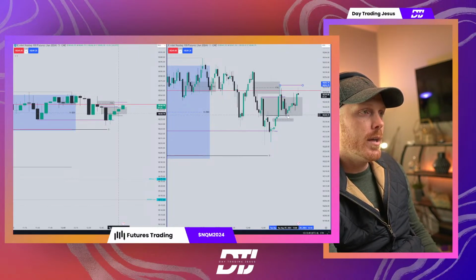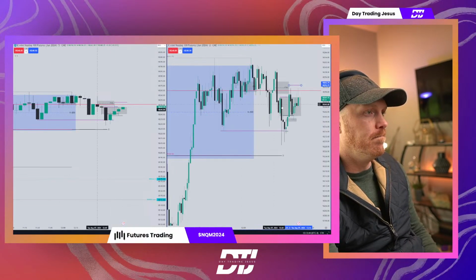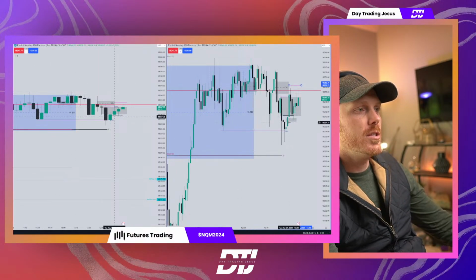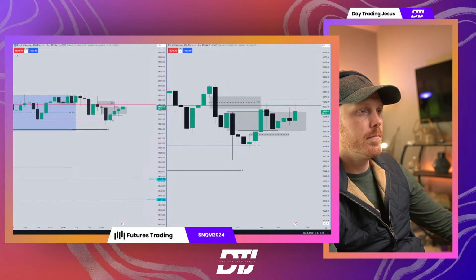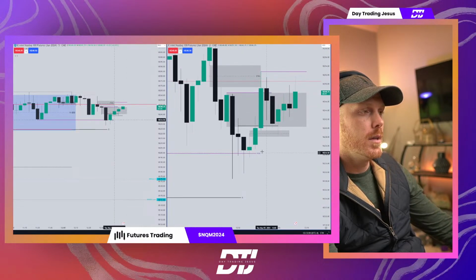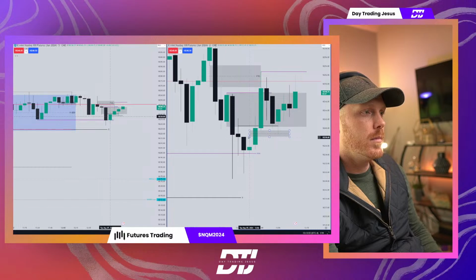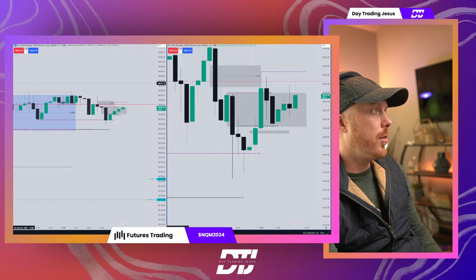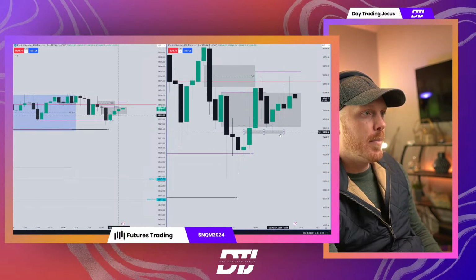So right now we found support on this 2-minute. You see this 2-minute fair value gap right here, nice and pretty. Oh, no, that's actually not a 2-minute. There it is, there's the 2-minute, and the 3-minute is what that was. It bounced off that.